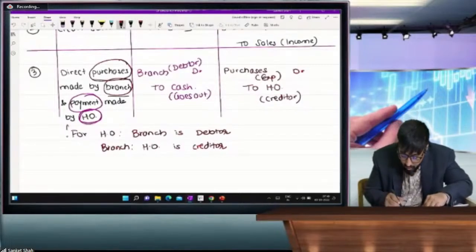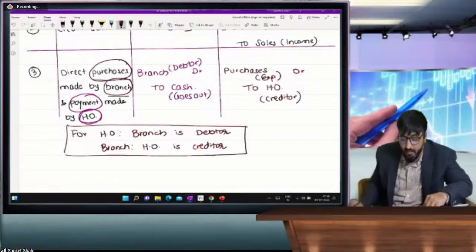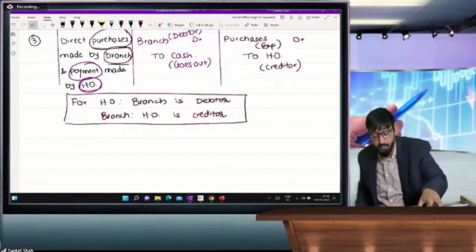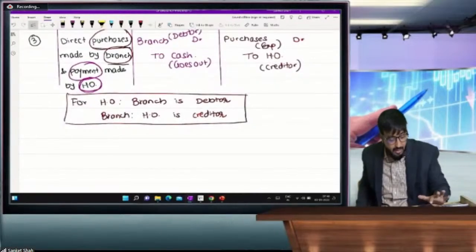Okay, so this is very important. Think in the same way. Always think in the same way. For HO, branch is a debtor for this transaction, and for branch, HO is a creditor because HO made the payment.